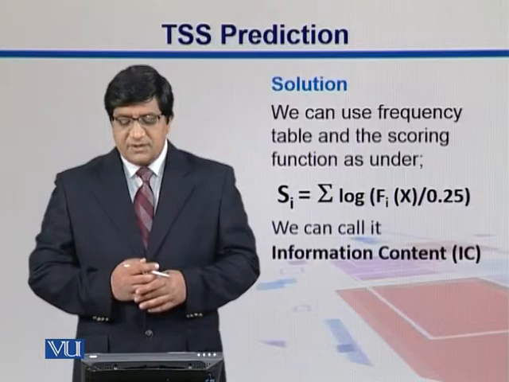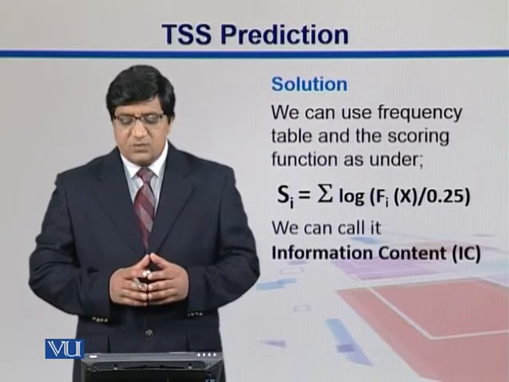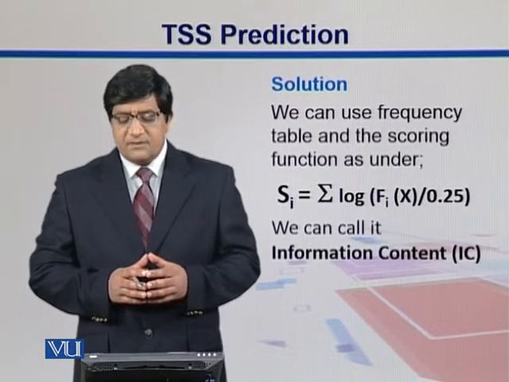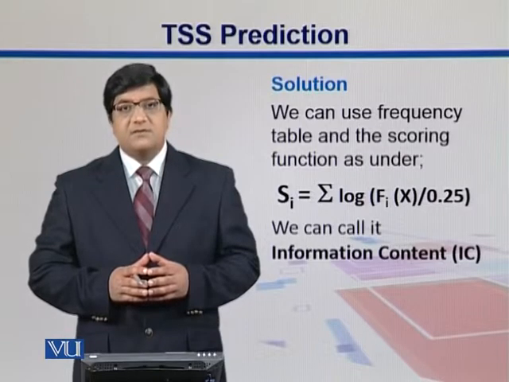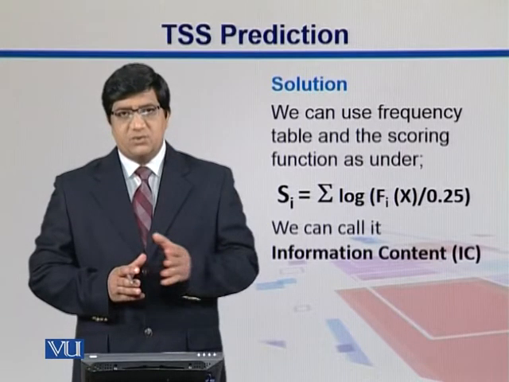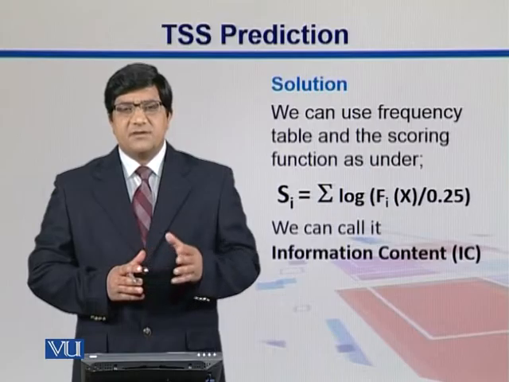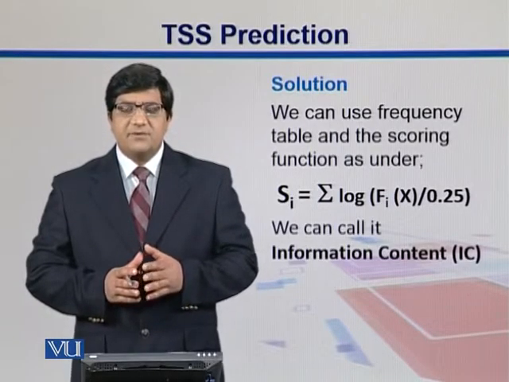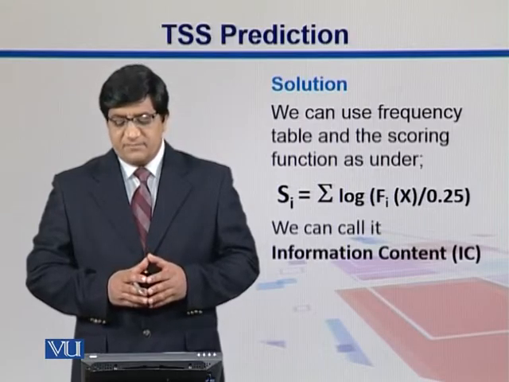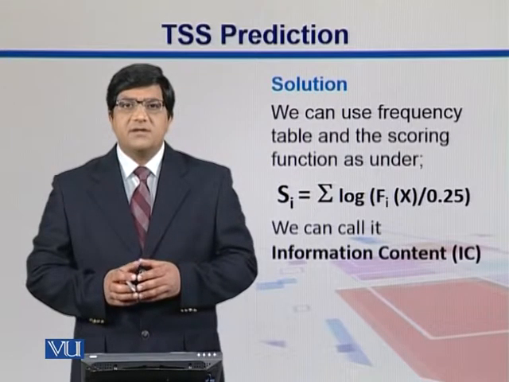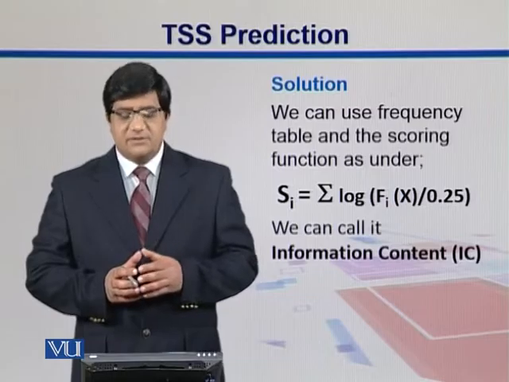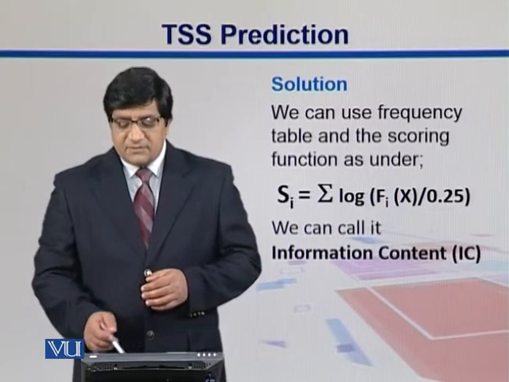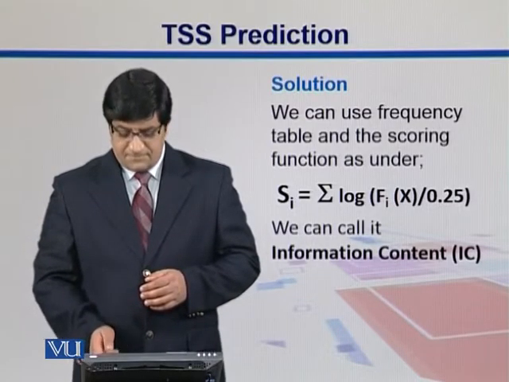We put it together in this equation, which is called a scoring function, or S of I, where we are summing up over whatever segments or nucleotides are there. We take their frequency from the frequency table and divide it by 0.25. And then we convert it into the log scale, since we don't want to play with big numbers. We can call this equation the information content.